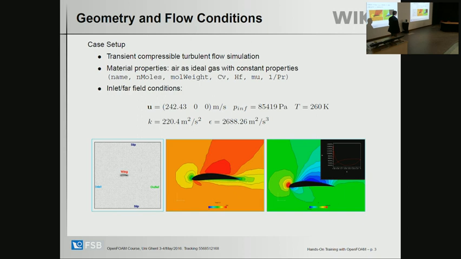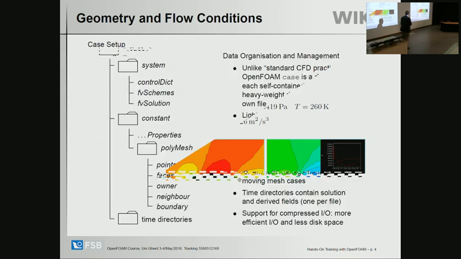We want to solve the flow around an airfoil, and we will use the inlet velocity of 242 meters per second, P infinity, T infinity, etc. And in order to do that, we have to go through the organization of the files.